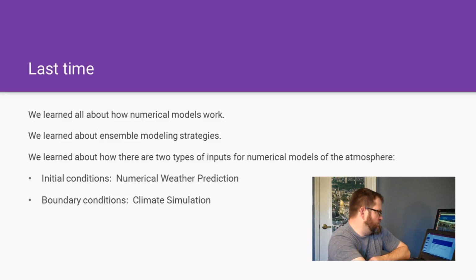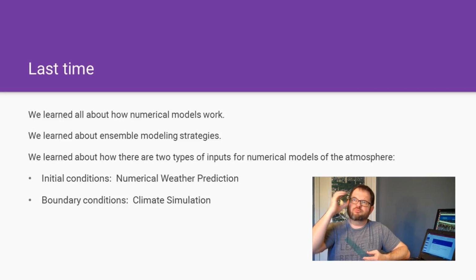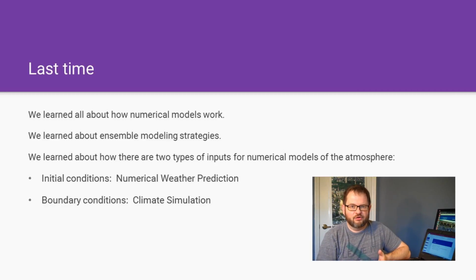Initial conditions were, of course, the ones that were very important for numerical weather prediction. To determine where the big storm that's on the east coast of the United States today, on the day that I'm recording this lecture, is going to go over the next 48 hours, you need really good initial conditions. The boundary conditions, things like the carbon dioxide concentration in the atmosphere and the output of the sun, don't really matter where that storm is going to be going over the next 48 hours.